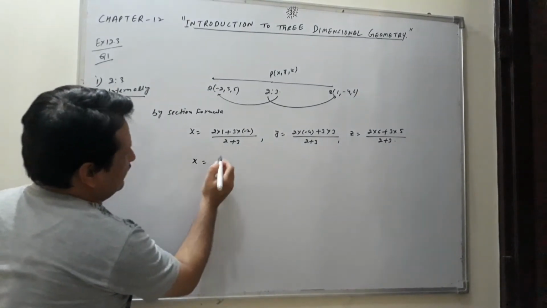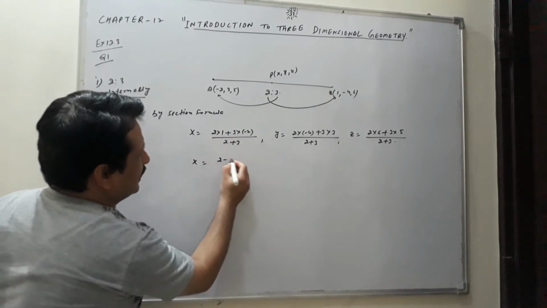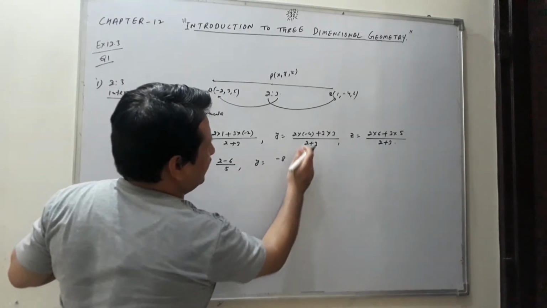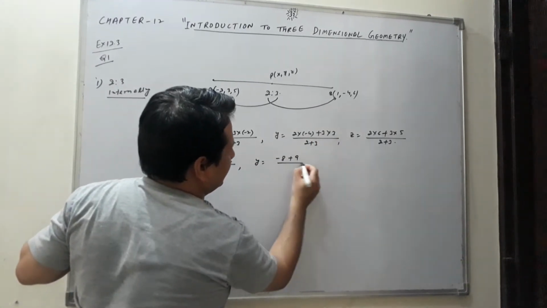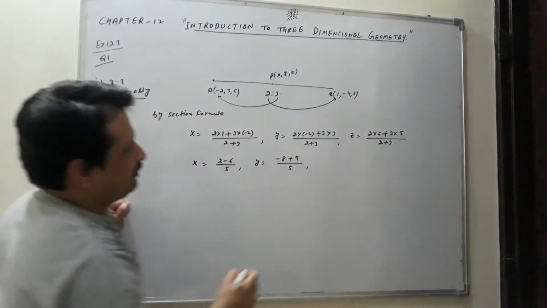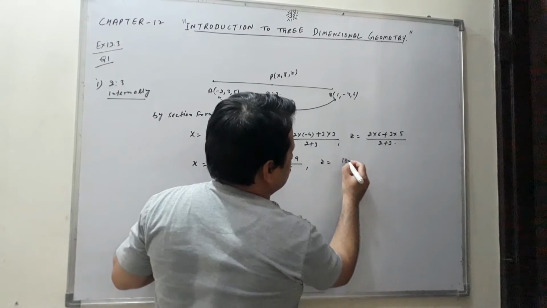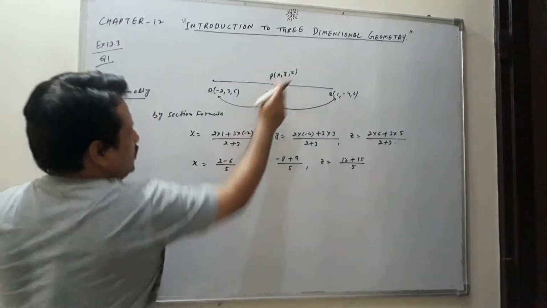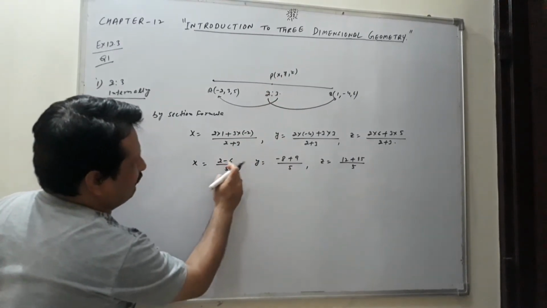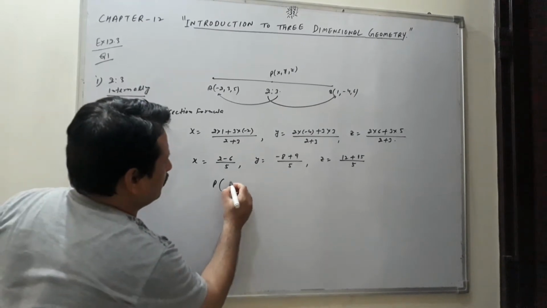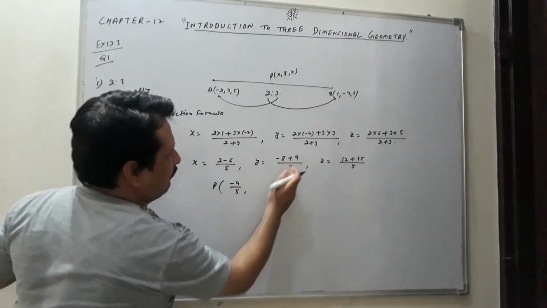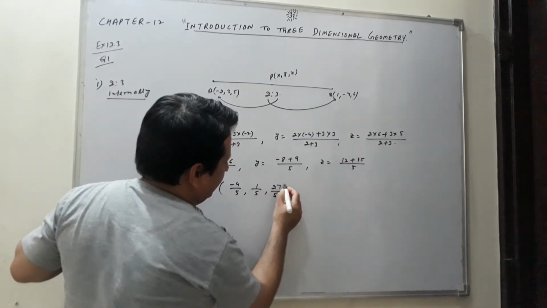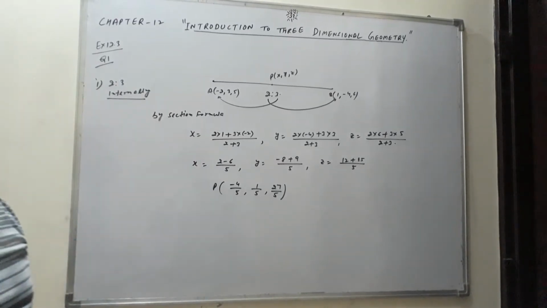So students, x will be equal to 2, 3 2s are 6 by 5. y will be equal to 4 2s are 8, this is minus 8, and 3 3s are 9 upon 5. And then z is equal to 6 2s are 12, this is 5 3s are 15 upon 5. So this P has the coordinates, you can say from here, this will be equal to minus 4 by 5. From here you will get 1 upon 5. And from there you will get 27 upon 5. These are the coordinates of the point P, students.